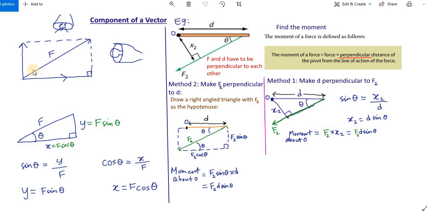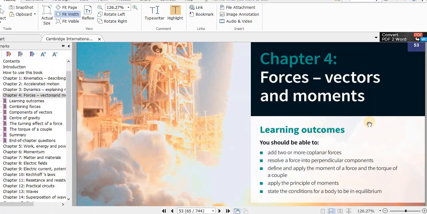See, component of a vector. If a vector is like this, you should be able to resolve it this way and then that way. So let's say this is in the x-axis direction, this will be in the y-axis direction. The angle here is 90 degrees. So that's what we mean by this point: resolve a force into perpendicular components.